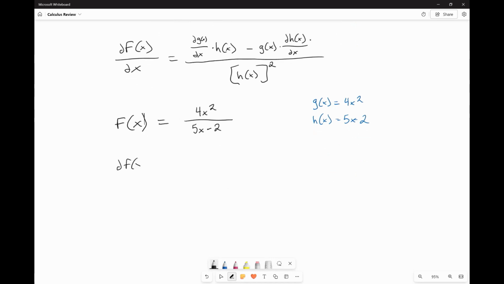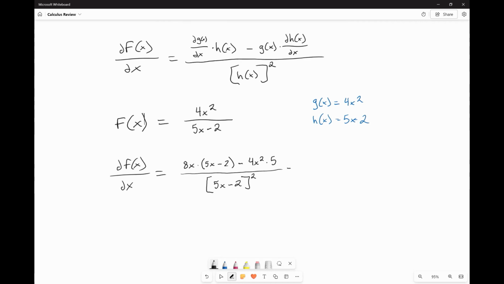So the derivative of f of x with respect to x is going to be equal to the derivative of g of x. So that's just 8x times h of x. So 5x minus 2. All that minus g of x. That's 4x squared times the derivative of h of x, which that's just 5. And then all of that is divided by 5x minus 2 squared.